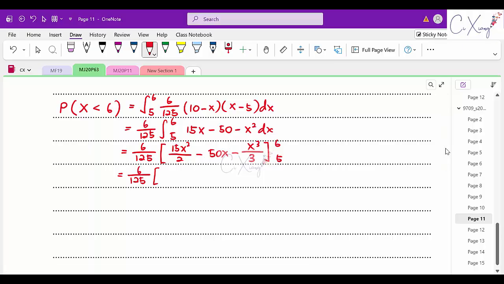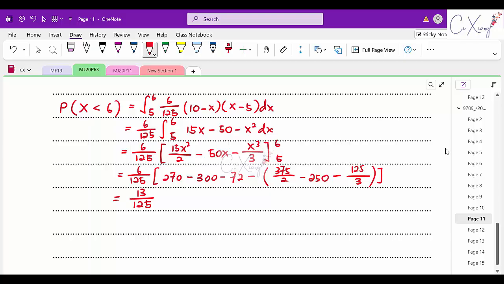Okay, then if you simplify, you are having 270. Substitute the 6 into the second term, you'll be having 300. Substitute the 6 into the third term, you'll be having 72. Then minus, now I want to substitute the 5 inside. Substitute the 5, first term you are having 375 over 2. Substitute into the second term, 250. Then after that, 125 over 3. Okay, then simplify. If you didn't make a careless mistake, this is the answer that you should have.